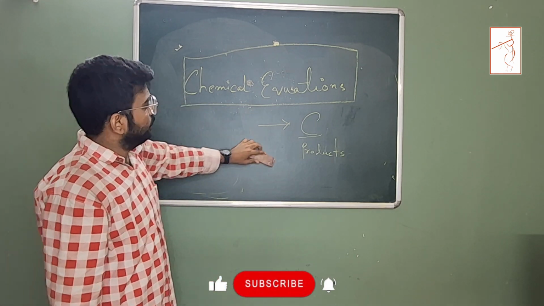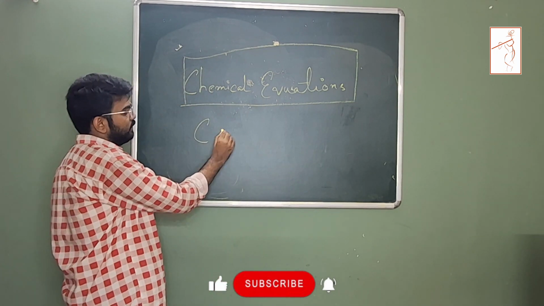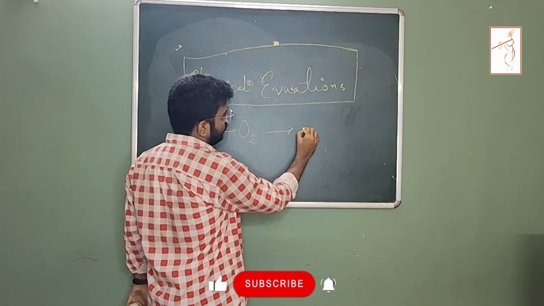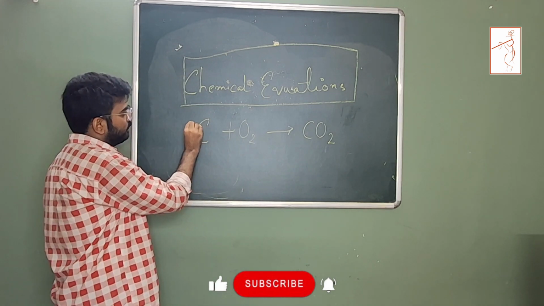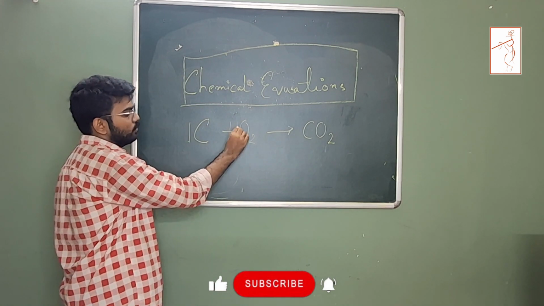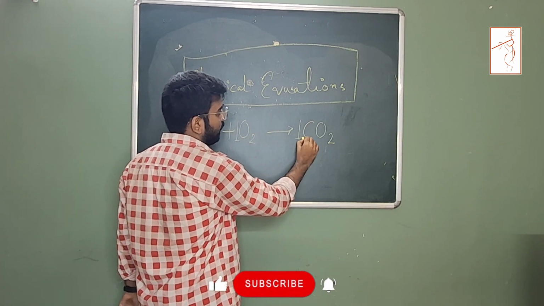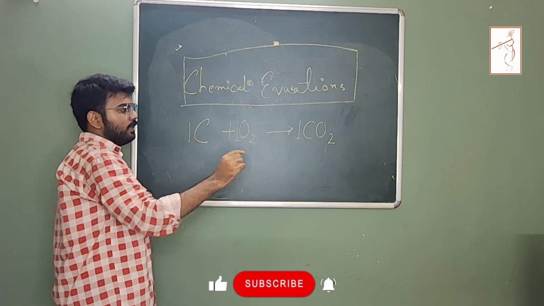So suppose we deal with equations like C plus O2 gives CO2. 1 mole of carbon reacts with 1 mole of oxygen, giving 1 mole of carbon dioxide. Okay, so it is a balanced equation.